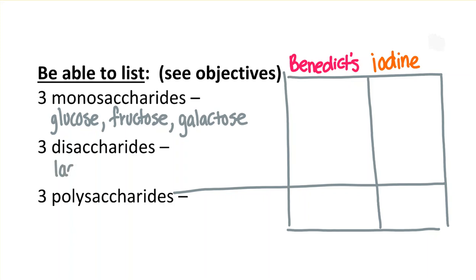Lactose is a disaccharide found in milk. And when it breaks down upon digestion, you get glucose and galactose. Let's see, another common disaccharide is sucrose. That's table sugar. And the last disaccharide is maltose.